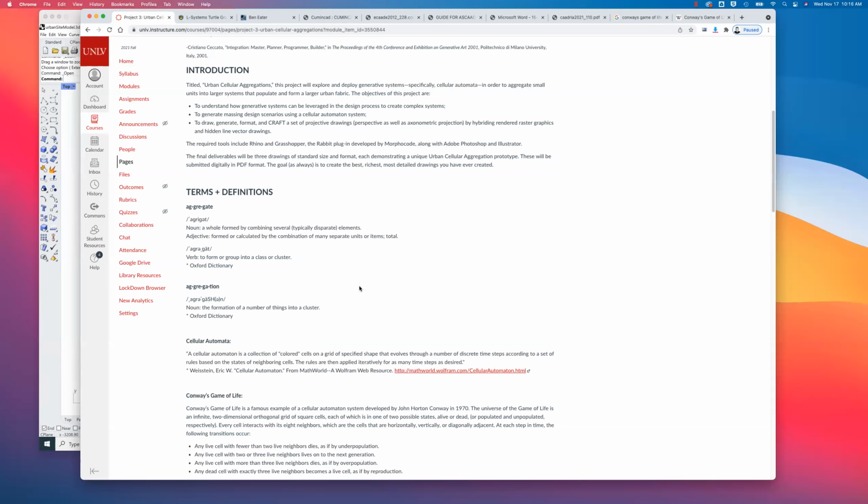The goal, as always, is to create the best, richest, and most detailed drawings you've ever created. You'll find that Rhino, Grasshopper, and Illustrator will do a lot of the heavy lifting for us, because we'll be doing this work in class together. Terms and definitions.